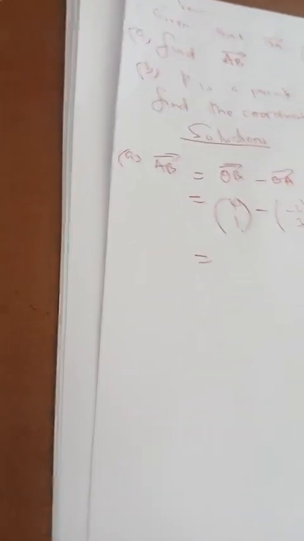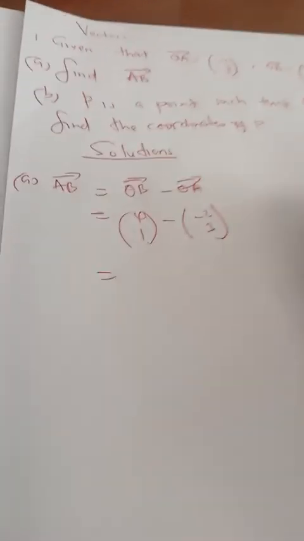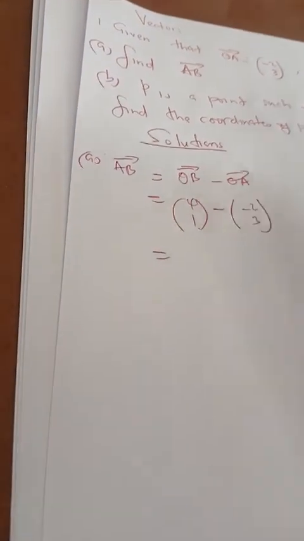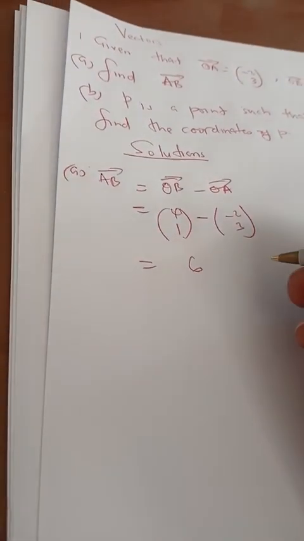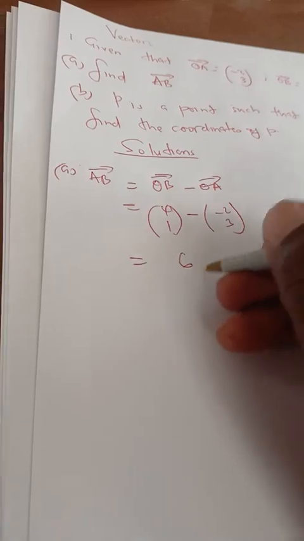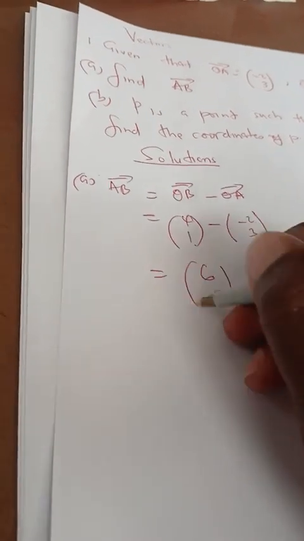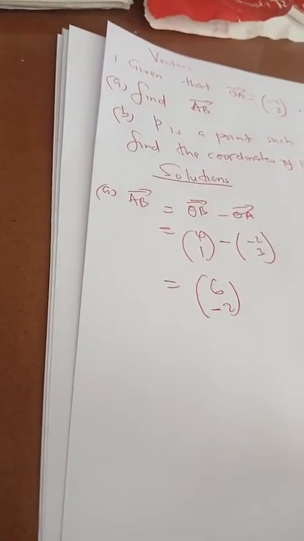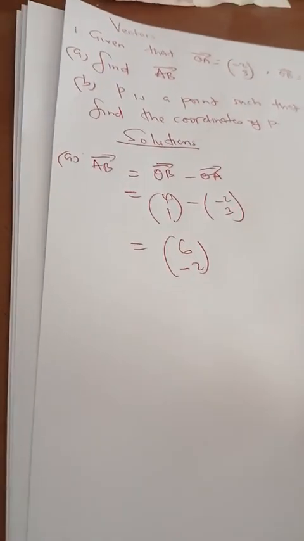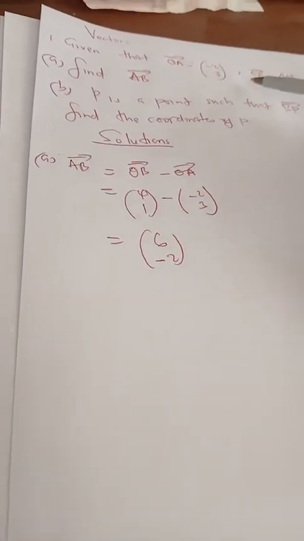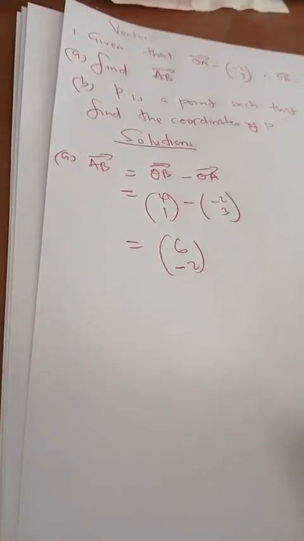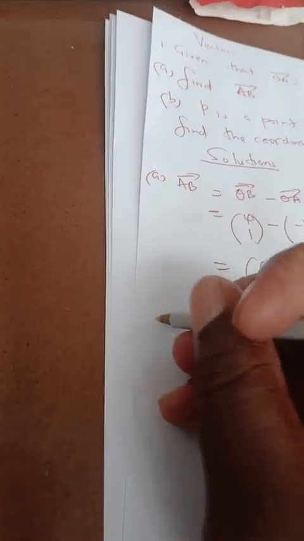When subtracting vectors, we simply subtract corresponding elements. So 4 minus -2 gives 6, and 1 minus 3 gives -2. So basically, that's how we can find vector AB in simple terms. Please take note that given a question like this, you can also sketch a triangle and use the triangle vectors there. Let us move on to look at part B.